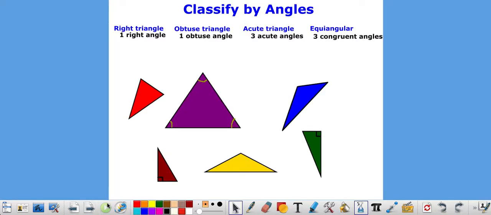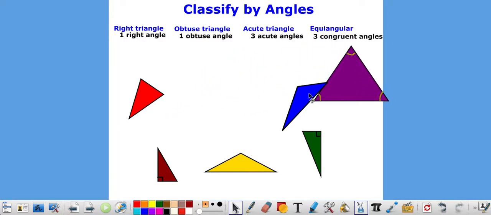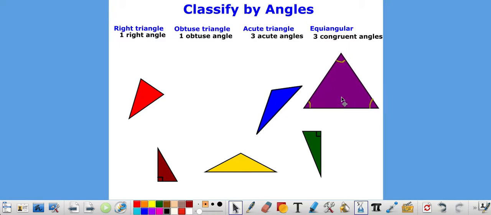We can also classify triangles by their angle measure. So if it's a right triangle, it has 1 right angle. An obtuse triangle contains 1 obtuse angle, so 1 angle bigger than 90 degrees. An acute triangle has 3 acute angles, and an equiangular triangle is where all the angles are the same. So for example, this one would be equiangular. You can see all of the angles are marked in.